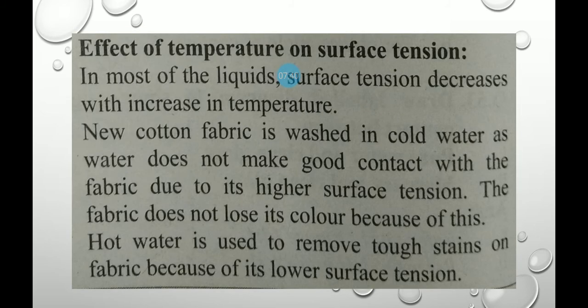Next, we have seen the effect of temperature on surface tension. In most liquids, surface tension decreases with increase in temperature. New cotton fabric is washed in cold water, as water does not make good contact with the fabric due to its higher surface tension. The fabric does not lose its color because of this. Hot water is used to remove tough stains on fabric because of its lower surface tension.